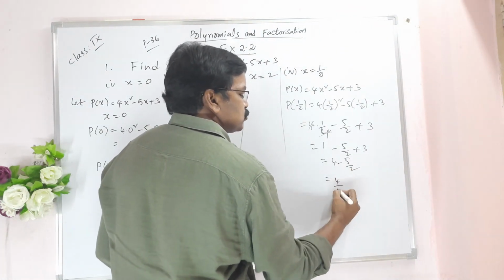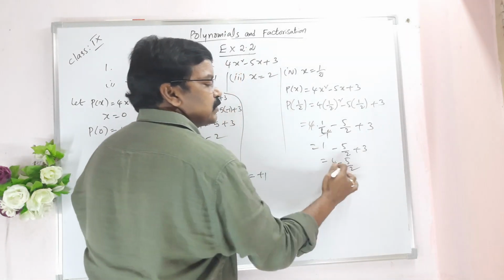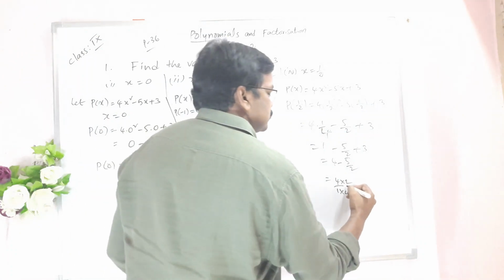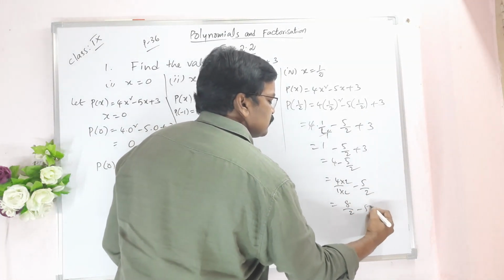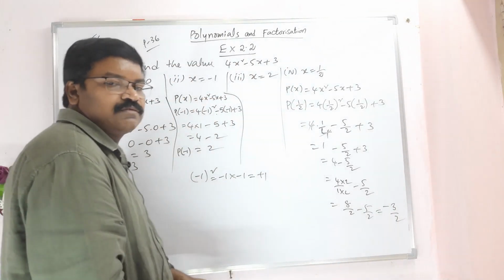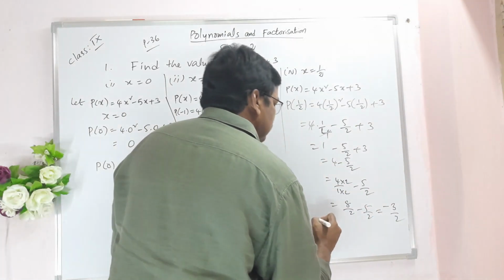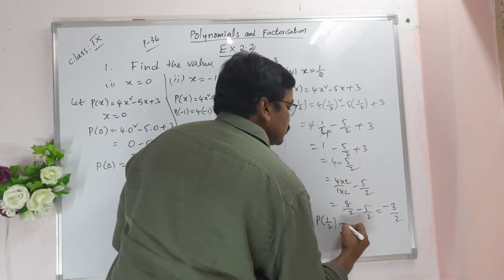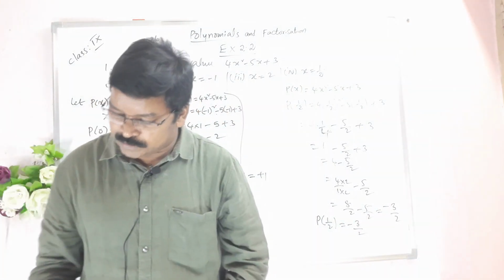4 by 1 into 2 into 2. That means change it into fractions. Minus 5 by 2. So that is 8 by 2 minus 5 by 2. That is minus 3 by 2. 8 minus 5 is minus 3 by 2. This is the value of the polynomial. P of 1 by 2 is equal to minus 3 by 2. This is the value of the polynomial.